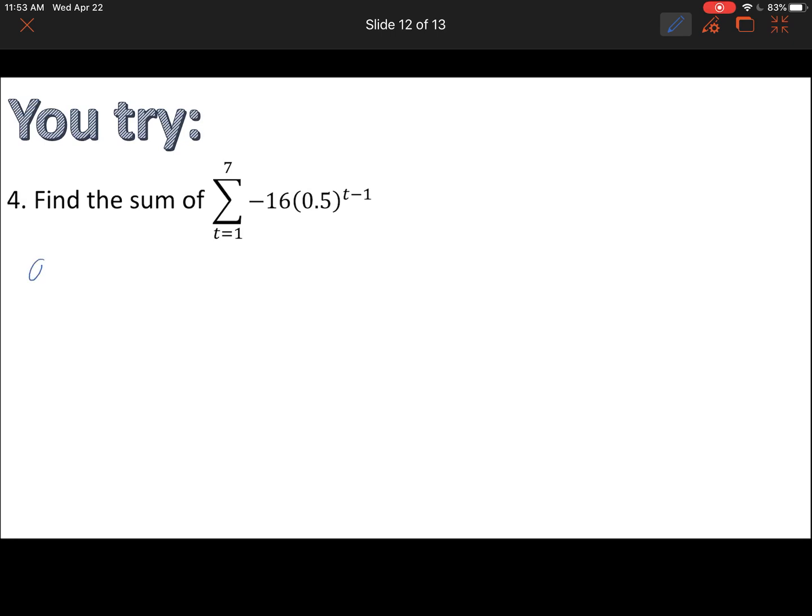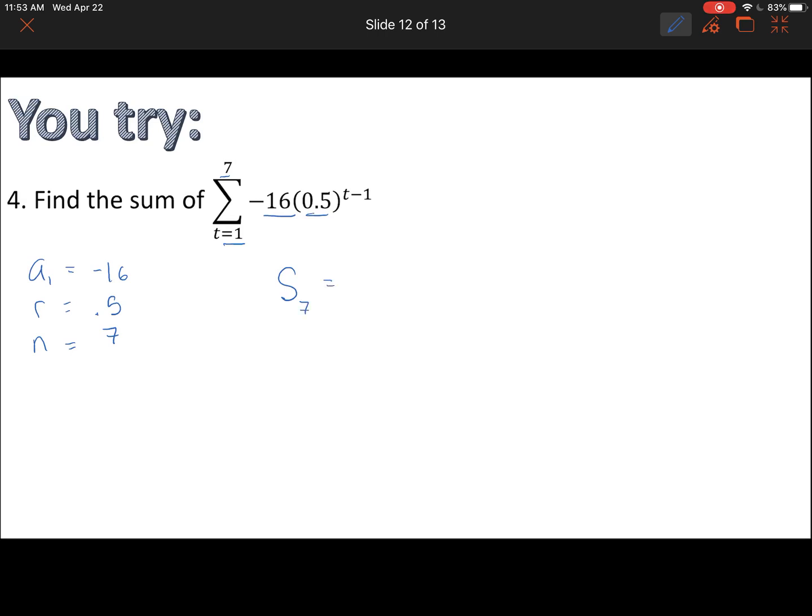All right, so the things I need for a sum are the first term, the r value, and the number of terms. Looking at this, I can see my first term is negative 16. I can see my r value is 0.5. And I can see, because we're going from term number 1 to term number 7, that there are 7 total terms here. I'm just going to plug it into my formula.